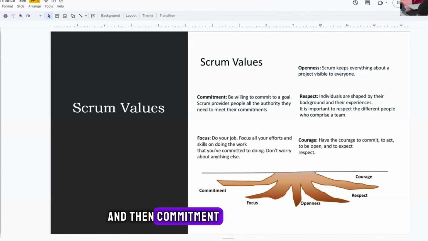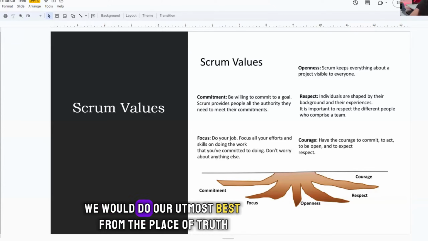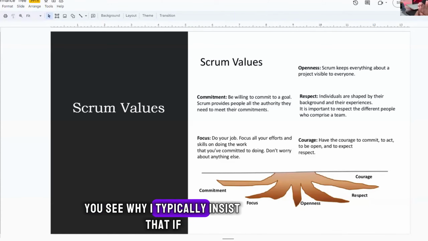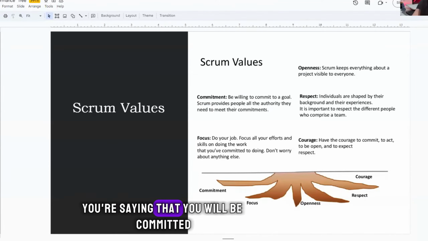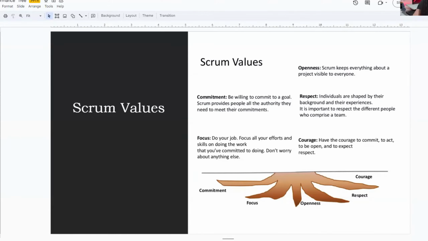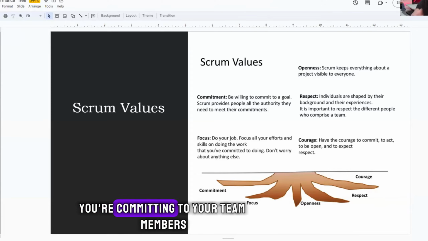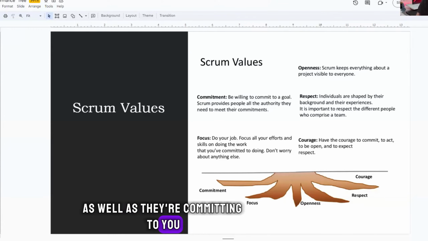And then commitment. Commitment is we are saying that as a team, we would do our utmost best from the place of truth so that we all are achieving a common goal. You see why I typically insist that if you're saying that you're joining the practice sessions, you will be committed to your team members, because you're not committing to work though. You're committing to your team members as well as they're committing to you. So that is it for the Scrum values.